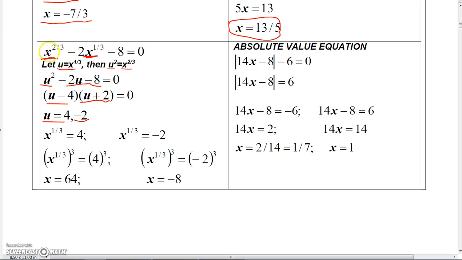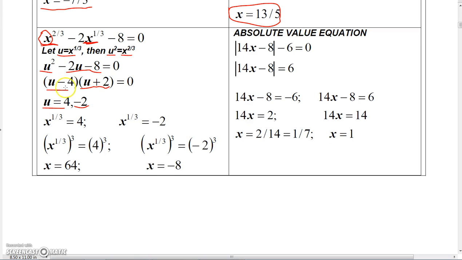Well, the original problem wants you to solve for x, not u. So what you have to do is this. If u equals 4, then what does x equal? That's what we have to figure out. Remember, u is x to the 1/3, right? So let's replace u with x to the 1/3. So if u equals 4, then x to the 1/3 must equal 4.